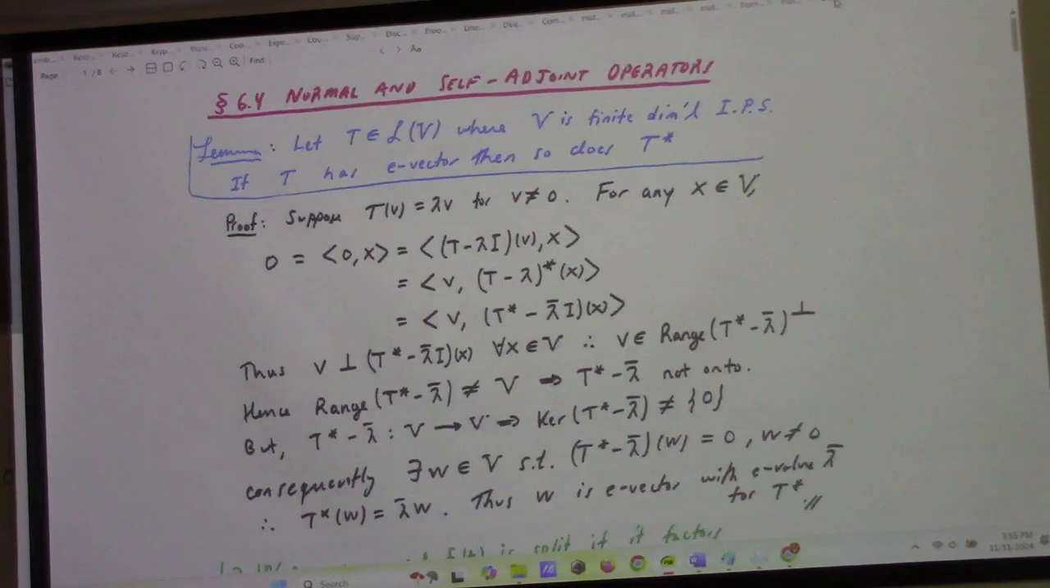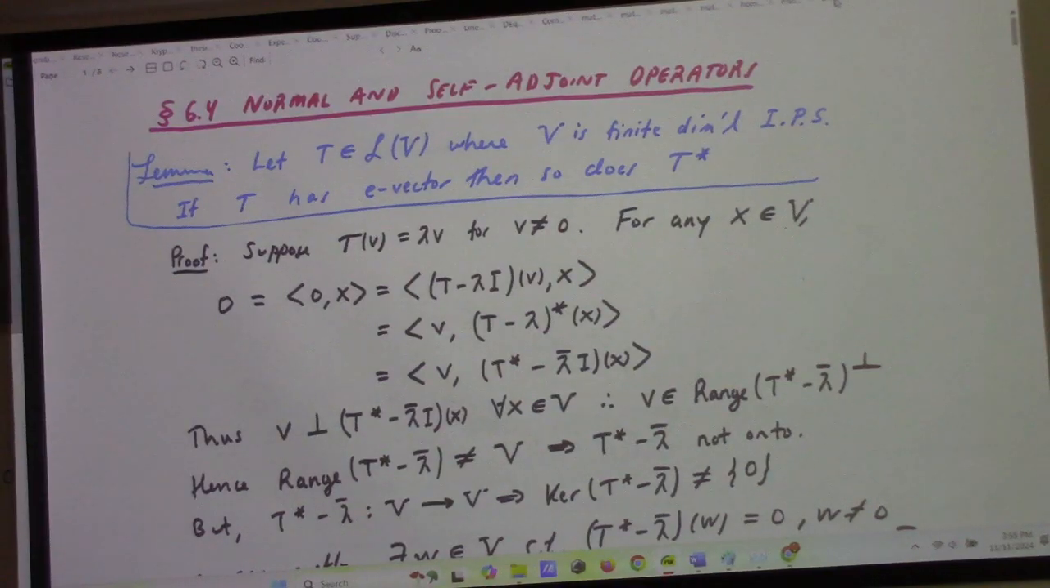6.4. So 6.4, we did this calculation last class. We showed that if T has an eigenvector, then the adjoint also has an eigenvector. And the way we did that was we supposed TV is equal to lambda V. So that gives us 0 with X is this. But moving it to the other side gives us the adjoint, using the properties of the adjoint, which shows you that V is perpendicular to this for all X.